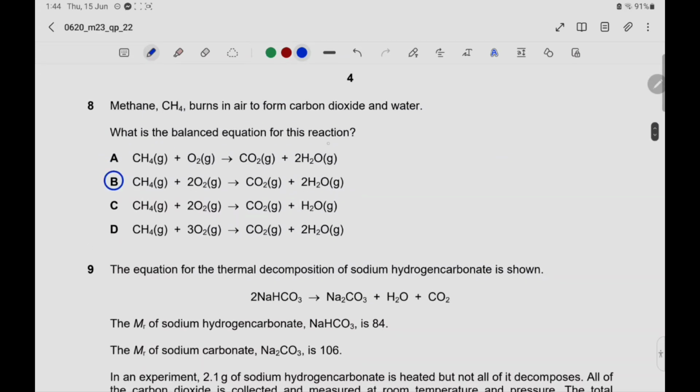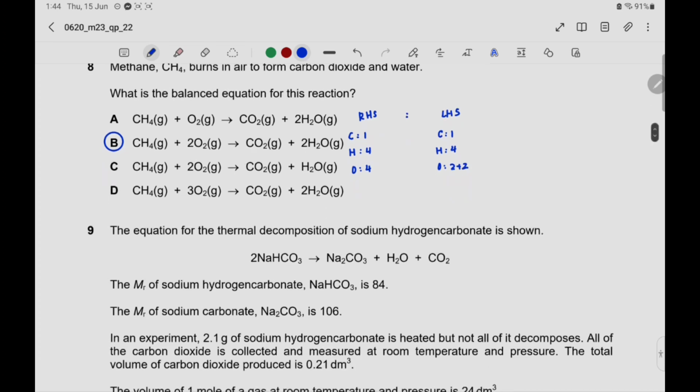And the best way to do them is to compare the right hand side and left hand side. For example, carbon here you have 1, hydrogen here you have 4, oxygen here you have 2 times 2, 4 also, right? So carbon here also 1, hydrogen here is 4, oxygen here is 2 plus 2. Why do I want to write 2 plus 2? Because whenever you change anything, you can just erase one of them rather than the whole thing to calculate again.